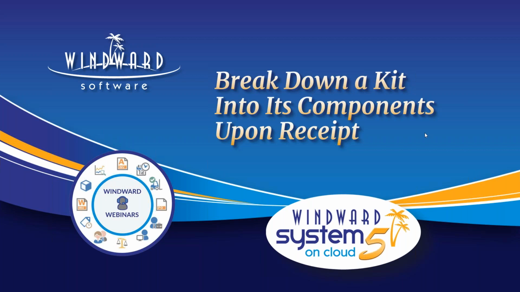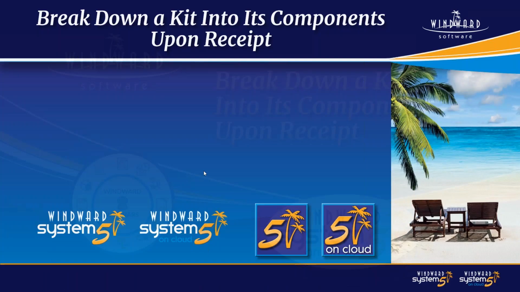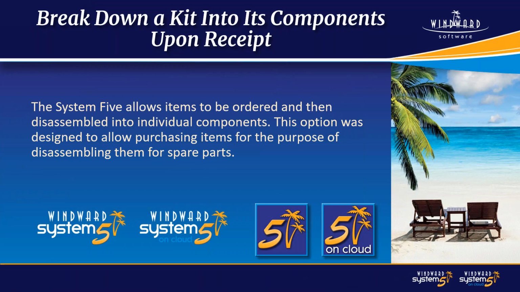Thanks, Elmarie. Hello, everyone. As Elmarie said, for today's webinar we'll be talking about breaking down a kit into its components upon receipt. Let's start. System 5 allows items to be ordered and then disassembled into individual components. This option was designed to allow purchasing items for the purpose of disassembling them for spare parts.